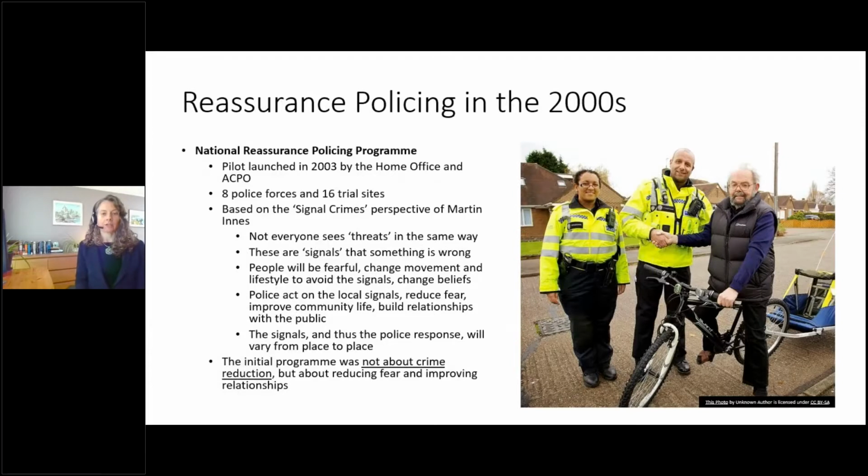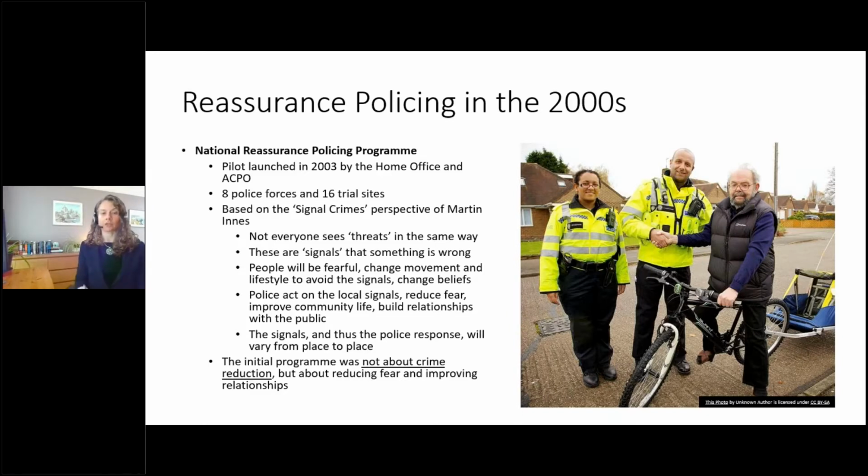So moving into the 2000s, there was a pilot launched in 2003 by the Home Office called the National Reassurance Policing Program. It was a trial of a new approach to community policing. And the idea of reassurance here was really quite important. It's very much emphasizing the fear of crime debate, which had been going on. The idea being that while the overall crime rate was dropping, people's fear of crime seemed to be going up.